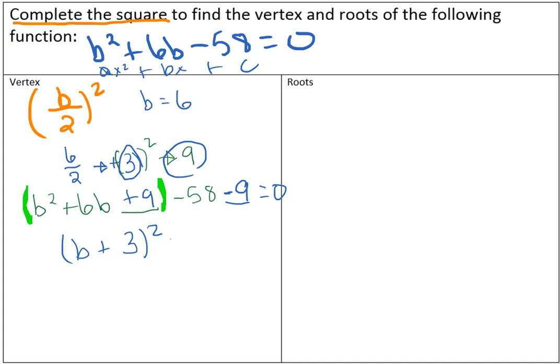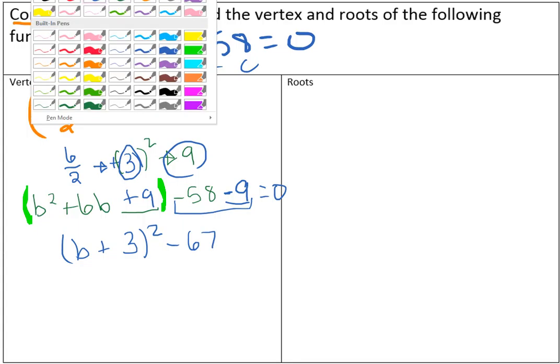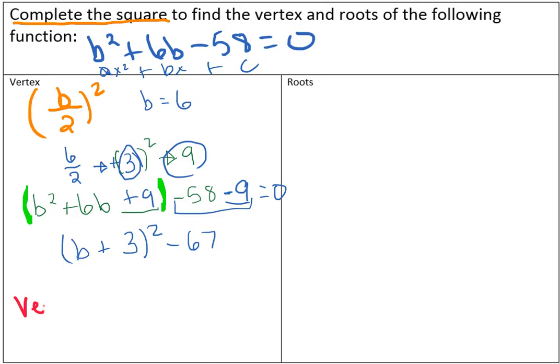So we complete the outside. Negative 58 minus 9 is negative 67. So now I know my vertex because this is now in vertex form. My vertex is the opposite of this, because remember vertex form is x minus h. And here's h. Well, negative h is positive 3, so switch the signs, and h is negative 3. And our k is this value right there, negative 67. So there's our vertex for this problem.